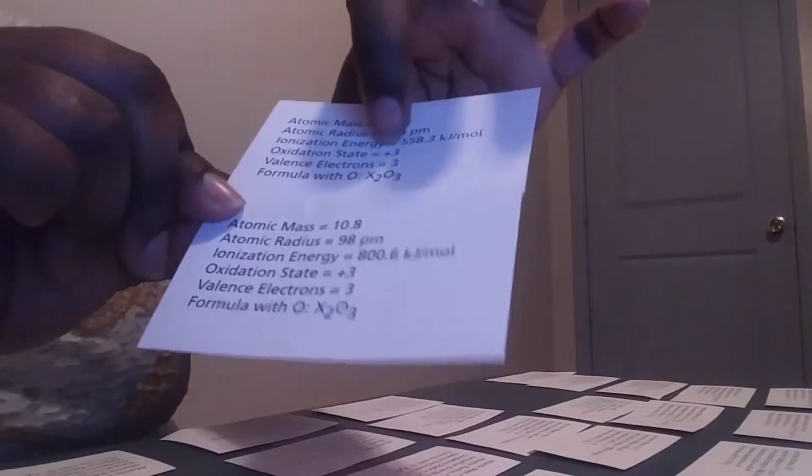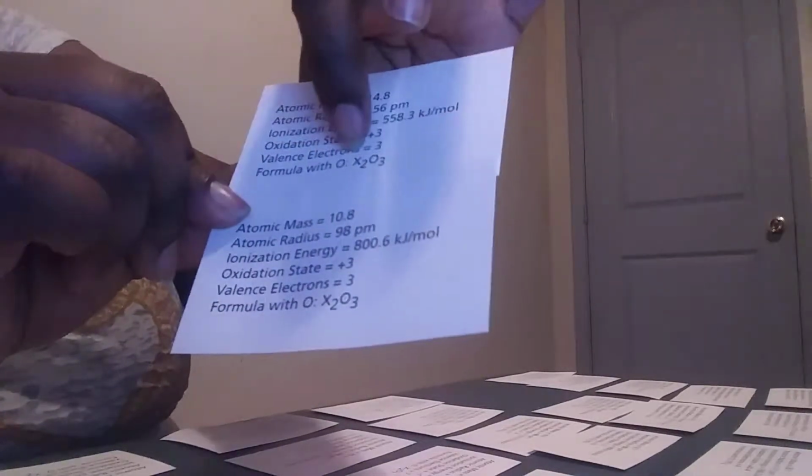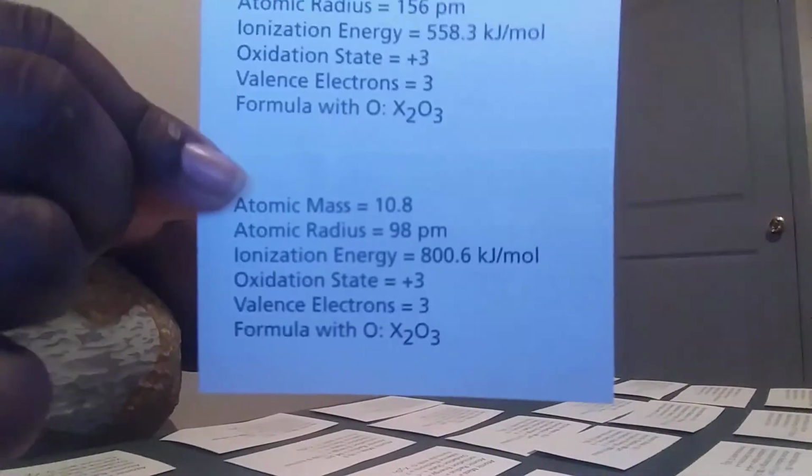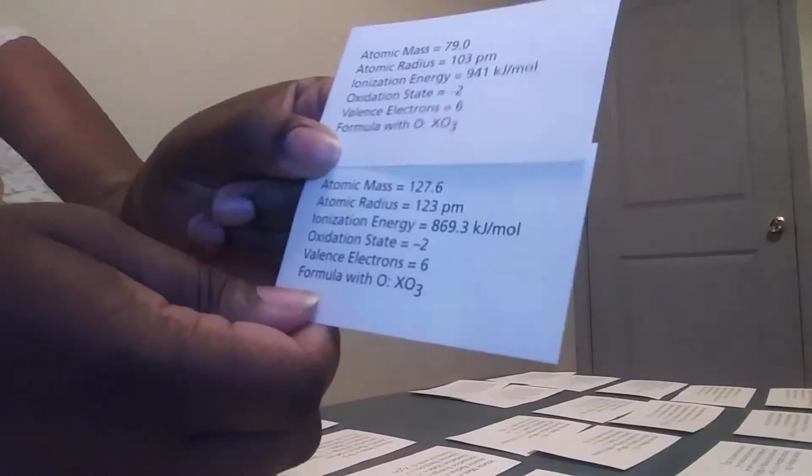The next one, valence electrons of 3, they still have similarities. Oxidation state +3, valence electrons 3, and the formula with oxygen X2O3. They have the same similarities as well. And with your valence electrons of 6, everything is the same, just like with the other two.